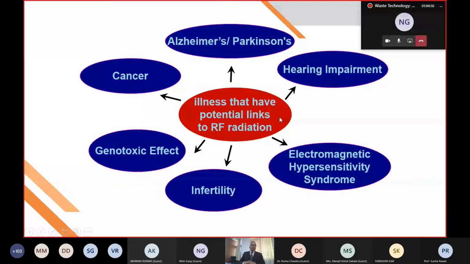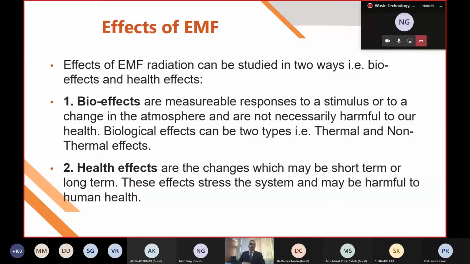So now we will talk about the effects. It may be a bio effect or a health effect. Bio effect means it is affecting a biological process, but sometimes it will not appear in health, or we can measure the responses, or the body will repair the damage. So it may be thermal and non-thermal effects.